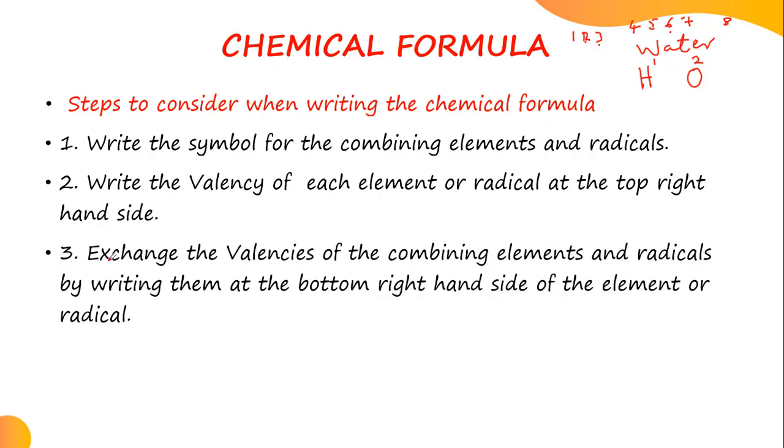The third step, we need to exchange the valences of the combining elements and radicals by writing them at the bottom right hand side of an element or a radical. So we need to exchange the valence. So we're exchanging the valence for oxygen, that will come down to hydrogen, and that one for hydrogen will come to oxygen.